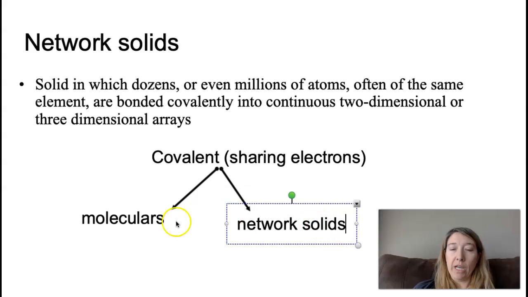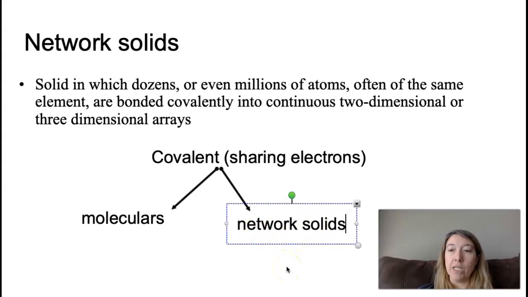So in both cases, when we're dealing with moleculars and network solids, we are still sharing electrons. The difference generally comes down to how many atoms are involved. If you think about a molecular, think about water, it's the most common molecular that you're most familiar with. It's only H2O. It's got a pretty small formula. One of the differences you're going to find between moleculars and networks is that network solids have huge formulas.